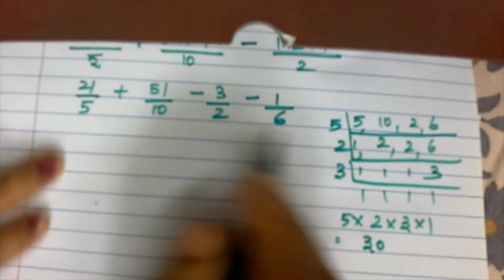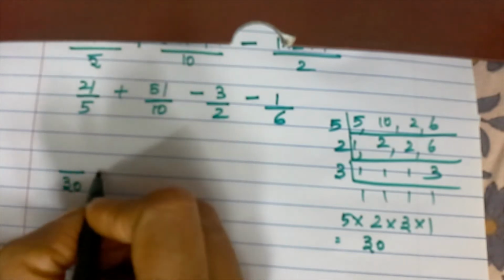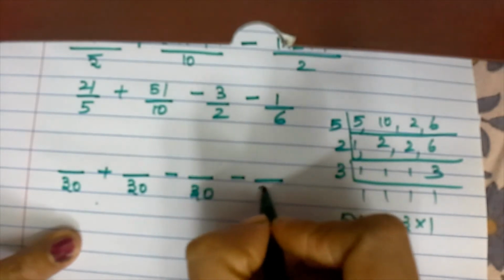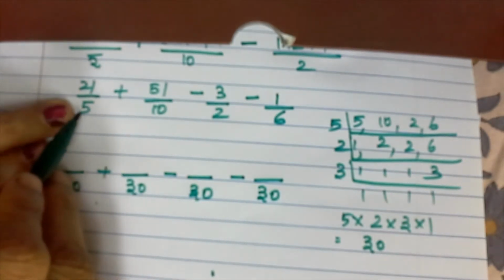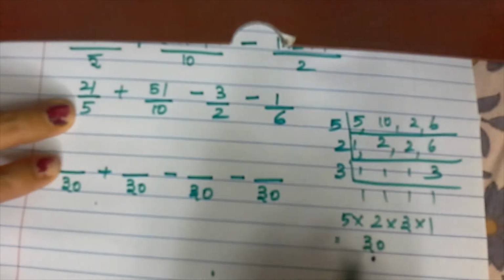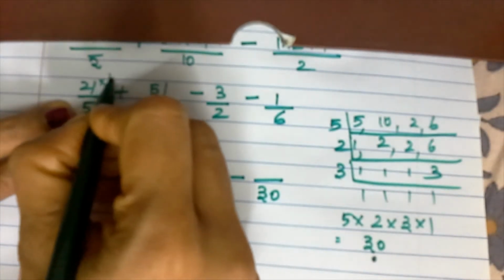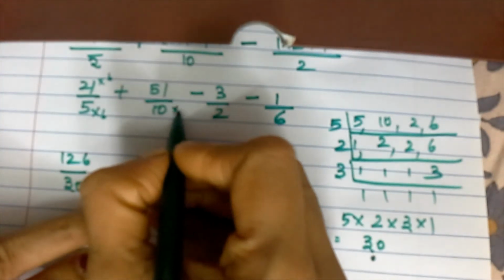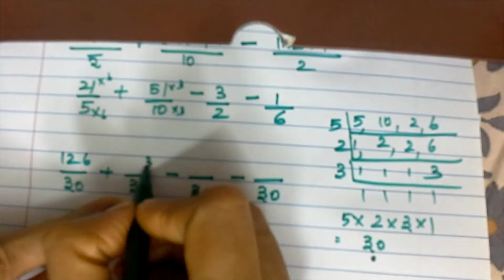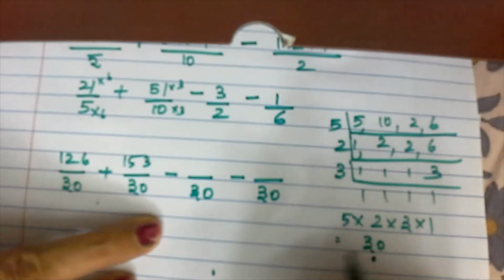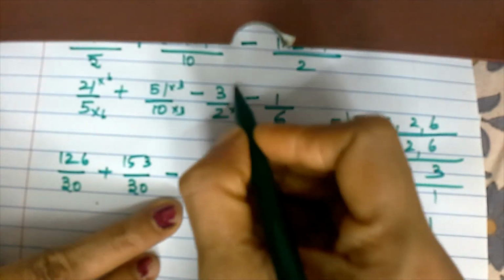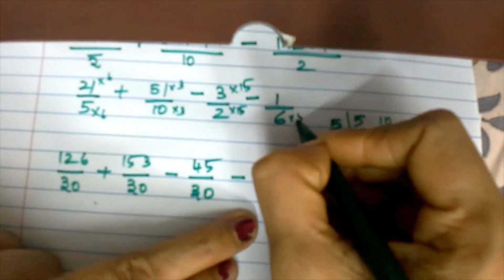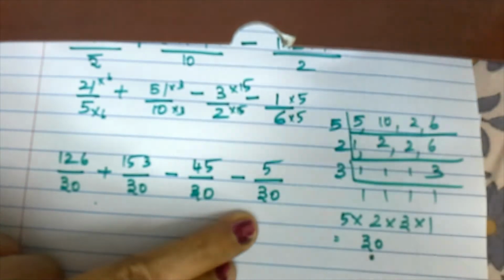Now I'll have to make everything into like fractions, with denominator 30. What do I do to get 30 in the denominator? 30 is my LCM, here it is 5, so multiplying by 6. 6 ones are 6, 6 21s are 126. Again 30, so multiplying by 3: 3 ones are 3, 3 51s are 153. Next one is 2, so multiplying by 15, 15 into 3 is 45. Then multiplying by 5, so it is 5.